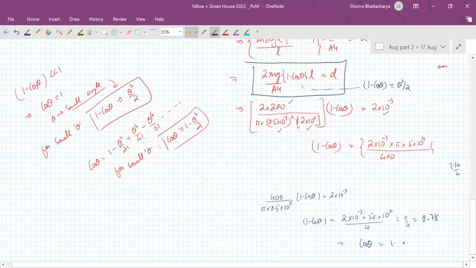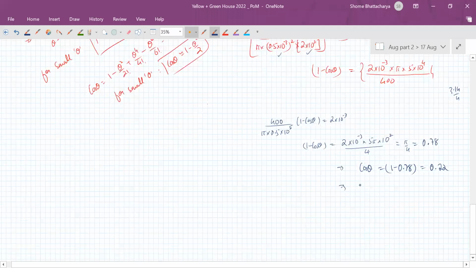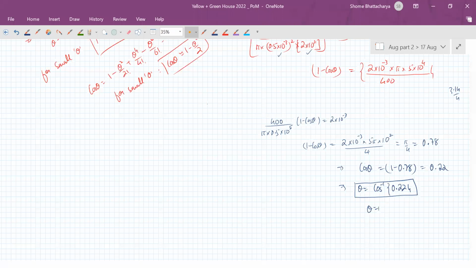So that means cos theta is how much? It is 1 minus 0.78. So it's 0.22. So theta is cos inverse 0.22. Now from this you can look up the value of theta in a table or using a scientific calculator, and you can work it out. Okay, so you'll get the answer as per that. So let's move on to question number 11.